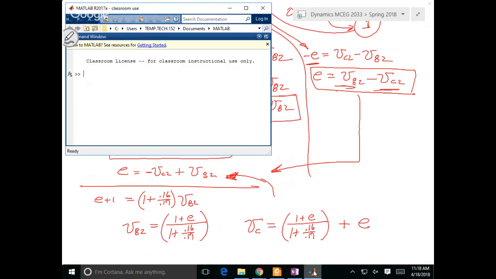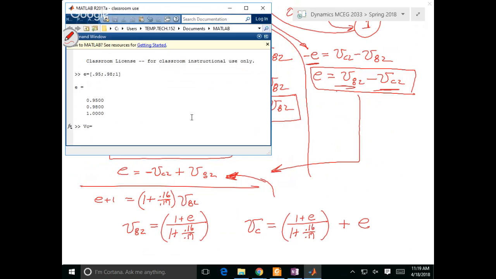So what I'm going to do is monkey around for a second in MATLAB. I'm going to create a vector, call it E, with just 3 values: 0.95, 0.98, and 1. So I'm going to do it for 3 different E's. If you're used to doing this, it may make sense to you.